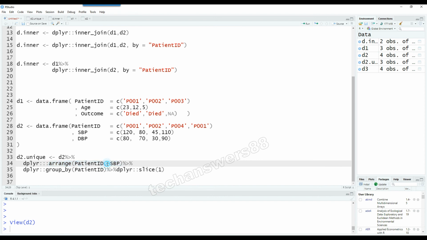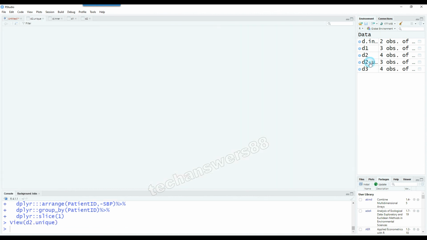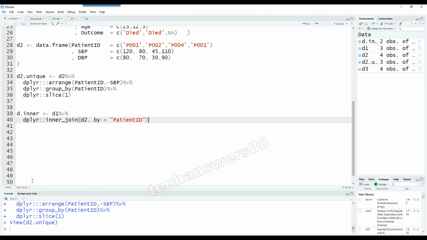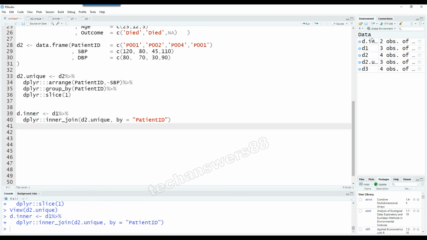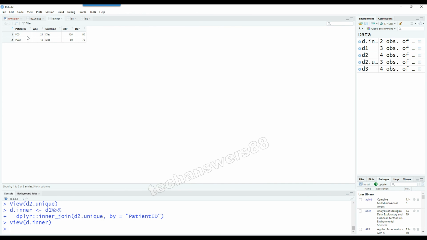In this case, I'm saying arrange the data by patient ID and minus SBP, that means highest blood pressure reading at the top, group it by patient ID and then only take the top value. So in this case, I have unique values representing the highest blood pressure readings of these patients. Now if I have to do the join again, instead of using D2, I would have to say D2.unique, because this is our transformed data. If I run this command now, the output is going to be something like this, which appears to be fine. So we have unique values in there.